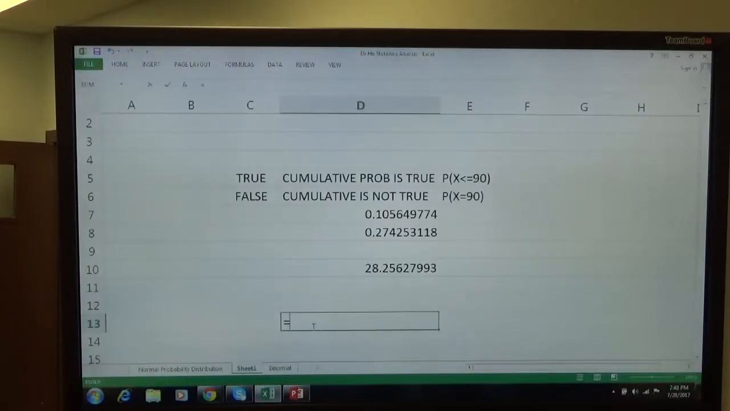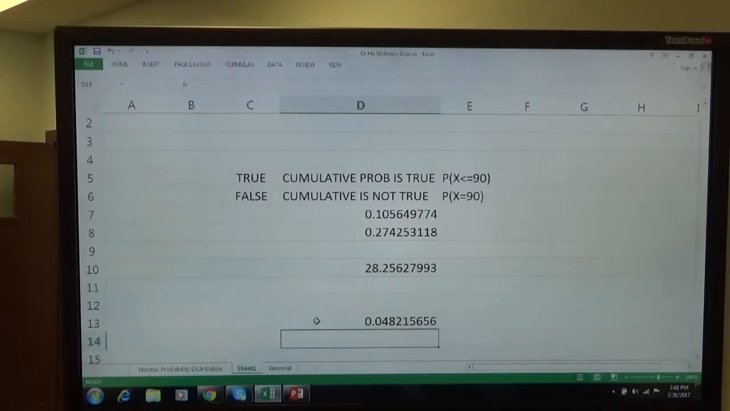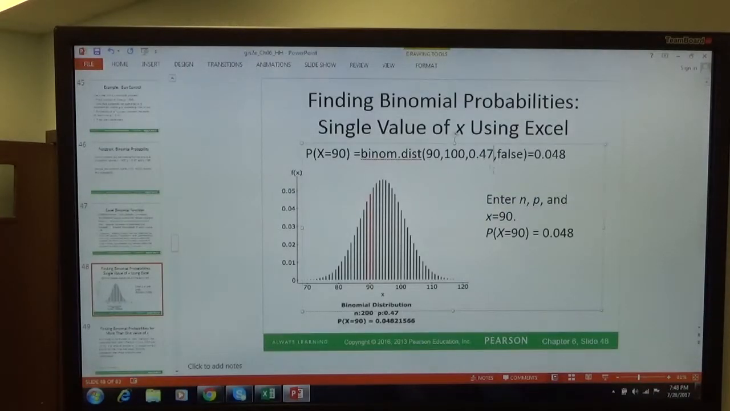So that's equal to binom.dist. The first number is 90 out of 200, 0.47, and false, because we want to know exactly 90. Is this FALSE? Yeah. Anyway, this should be 0.47.